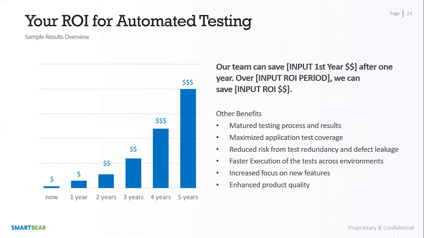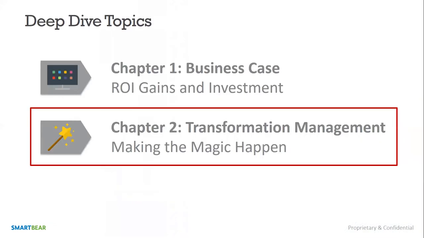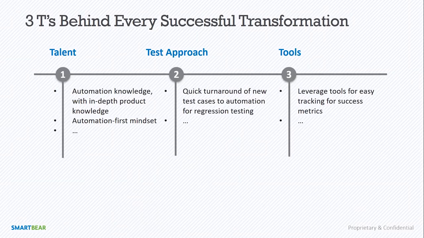And that leads us to chapter two, which is transformation management. We have all of this information, and now we need to figure out what we need to do in our organization to make this change happen successfully. To truly understand that, moving on to the next slide, there are three areas behind every successful transformation when we want to move forward with implementing automated testing within our organization.